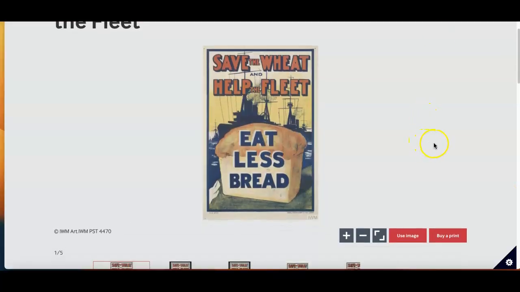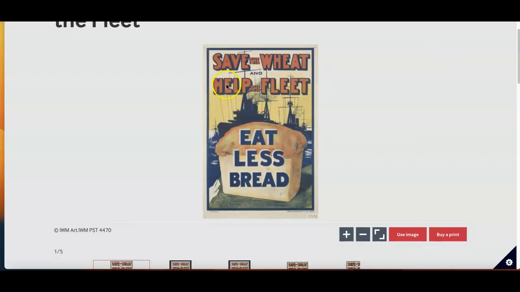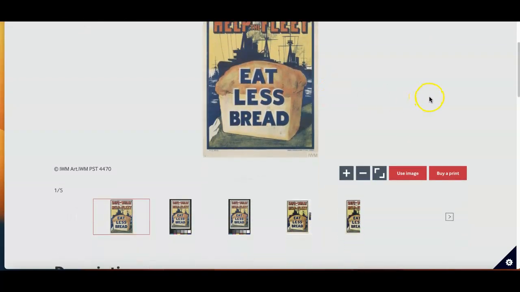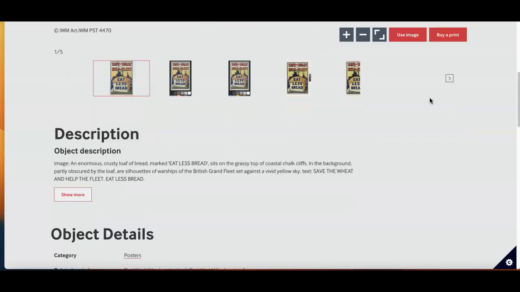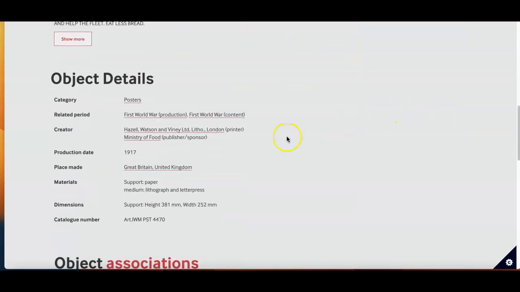Okay, so all I did was type in this phrase into Google and it helped me find it. And this poster is actually British in origin. Okay, so it tells you who the creator was, who published it, what year, and then of course that it is from the UK or Great Britain.